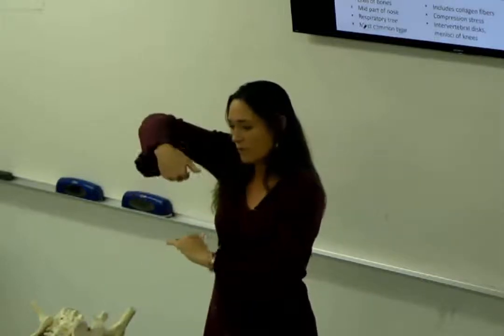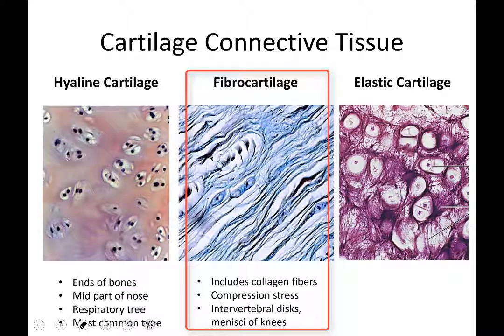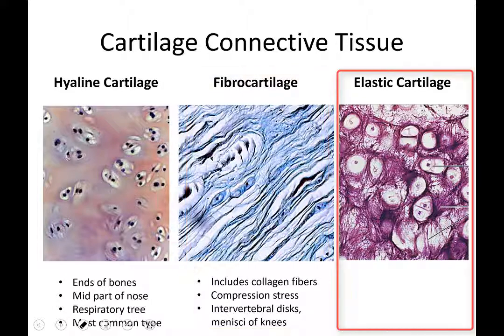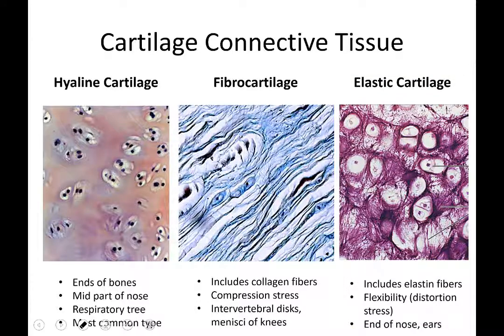So we have hyaline cartilage at the end of the femur and the tibia. And then this is what it looks like close up. You're still going to get the frog eyes, but you have a lot of fibers. And then elastic cartilage is going to be more elastic fibers. You're going to see it at the very end of your nose or the ears.